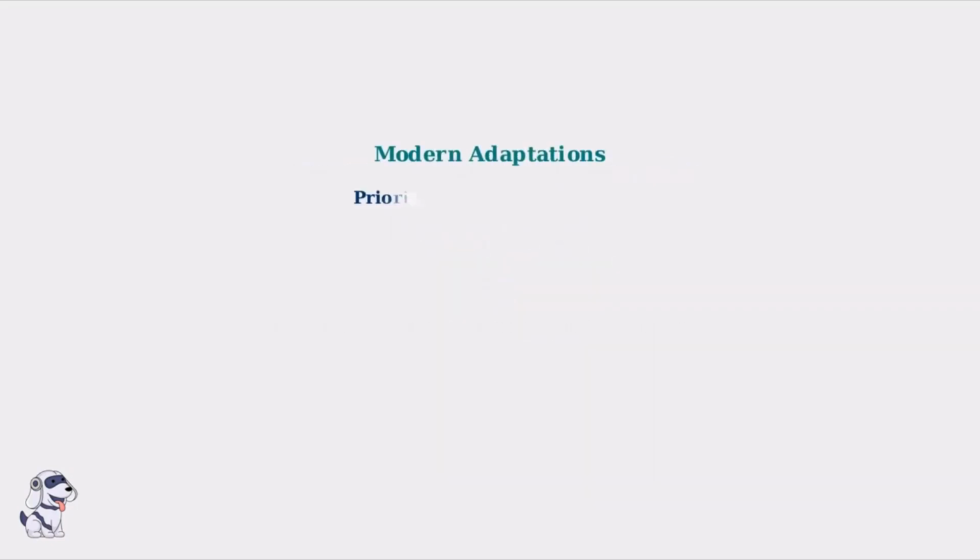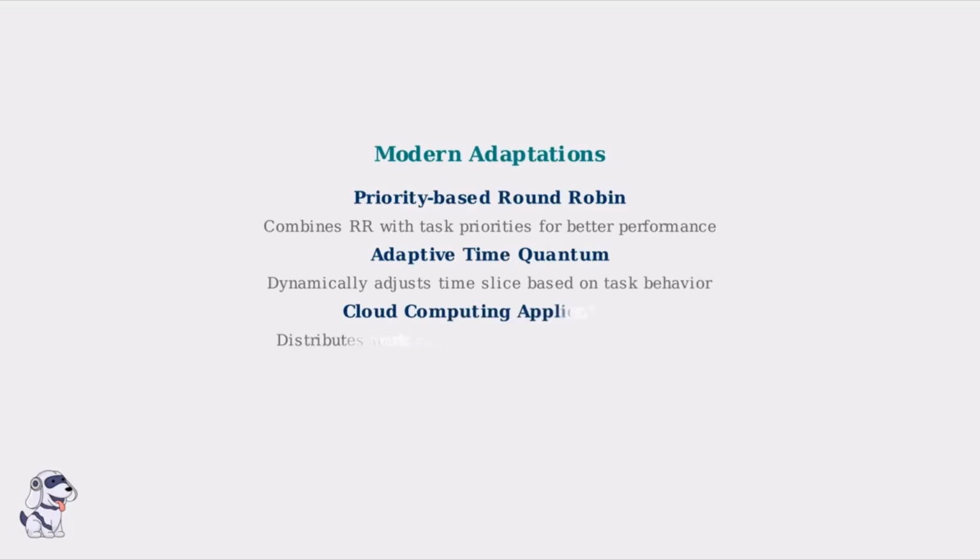Modern operating systems have evolved round-robin scheduling in several ways. Priority-based round-robin combines fairness with task importance. Adaptive algorithms dynamically adjust time quantum sizes based on task behavior. In cloud computing, round-robin helps distribute workloads evenly across multiple servers for better resource utilization.